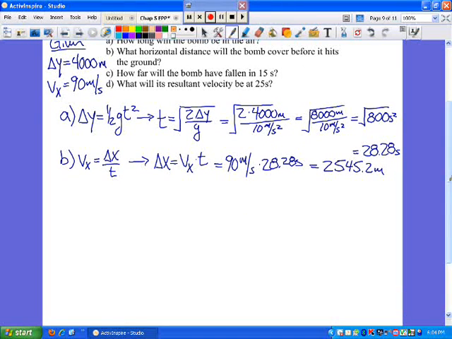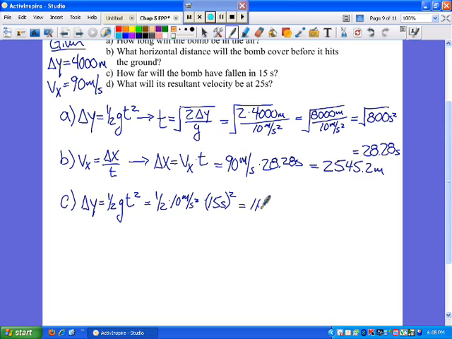The third question asks us to find out how far the bomb will have fallen in 15 seconds. To do this, all you need to do is plug in 15 seconds into your vertical distance equation, which is delta y is equal to 1/2 gt squared. Once that has all been plugged in, you'll come to the point where delta y is equal to 1,125 meters. So in 15 seconds, that's how far the object would have fallen.